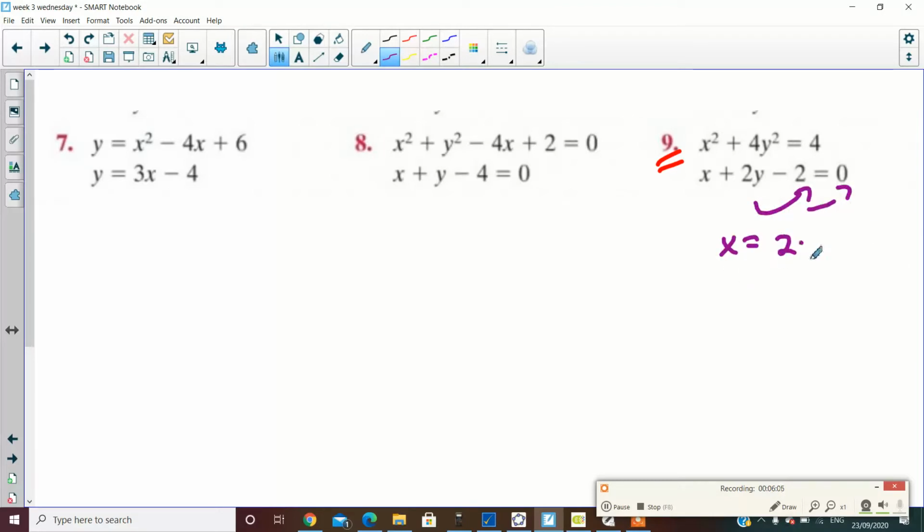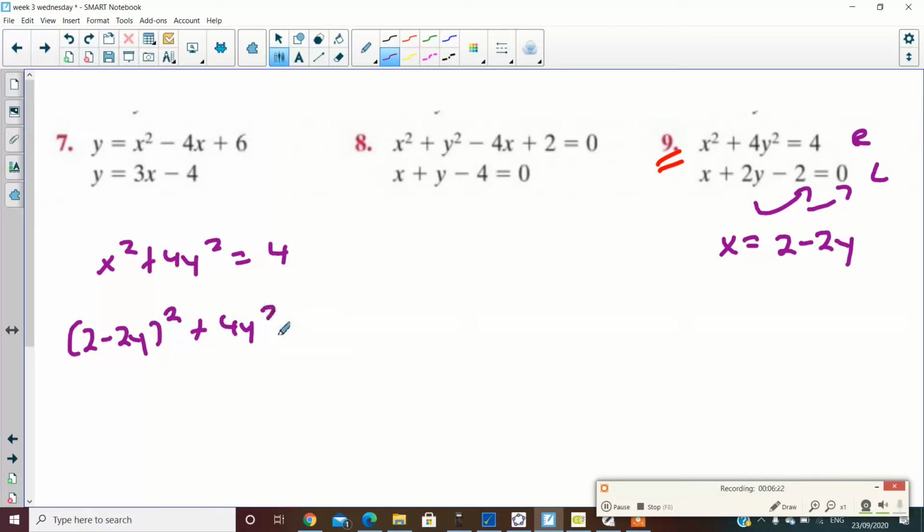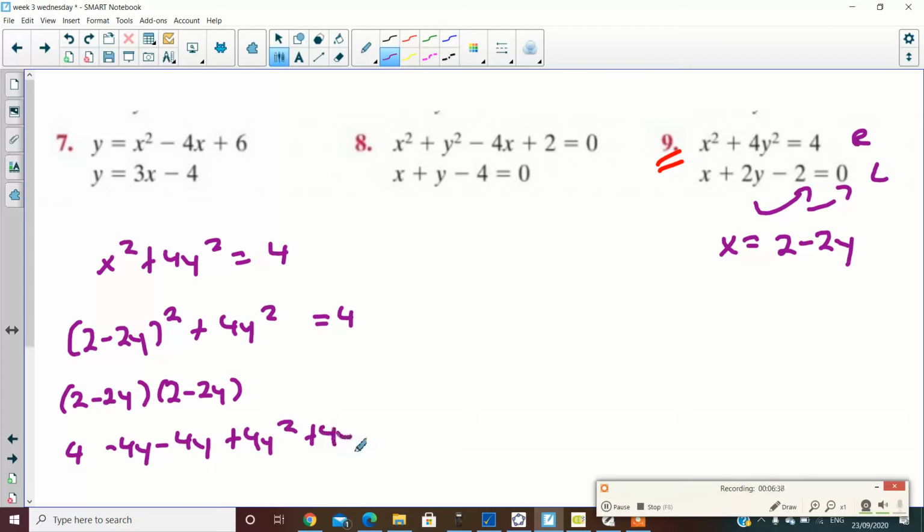X equals 2 minus 2y. Linear, that's the quadratic. Quadratic is x squared plus 4y squared equals 4. Substituting: (2 minus 2y) squared plus 4y squared equals 4. (2 minus 2y)(2 minus 2y) equals 4 minus 4y minus 4y plus 4y squared, plus another 4y squared. That 4 goes over the other side, comes to minus 4 equals 0.